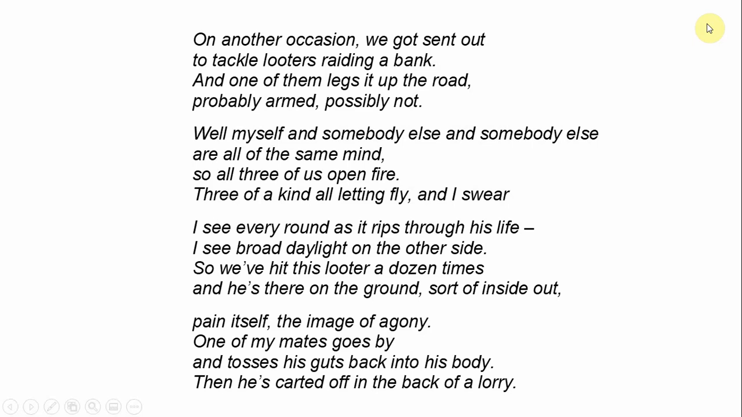On another occasion, we got sent out to tackle looters raiding a bank, and one of them legs it up the road, probably armed, possibly not. Well, myself and somebody else are all of the same mind, so all three of us open fire. Three of a kind all let him fly, and I swear I see every round as it rips through his life. I see broad daylight on the other side. So we've hit this looter a dozen times, and he's there on the ground, sort of inside out, pain itself, image of agony. One of my mates goes by and tosses his guts back into his body, and he's carted off in the back of a lorry.